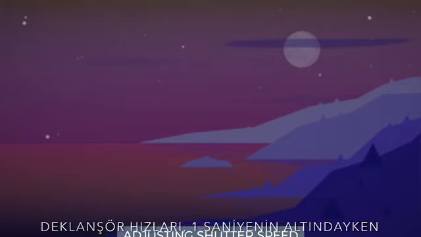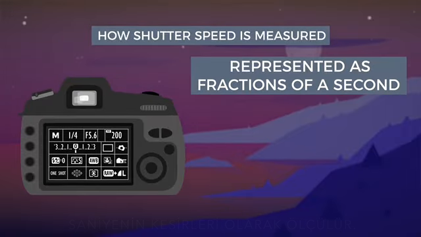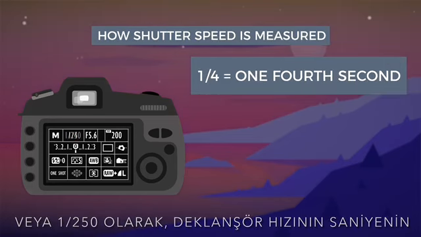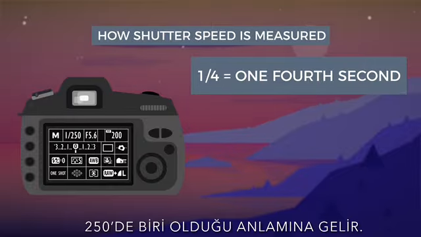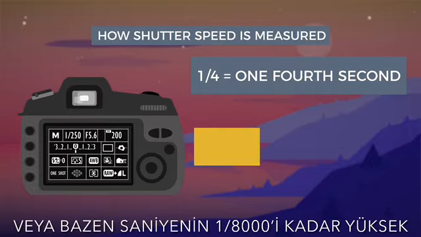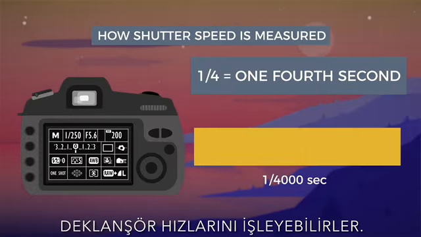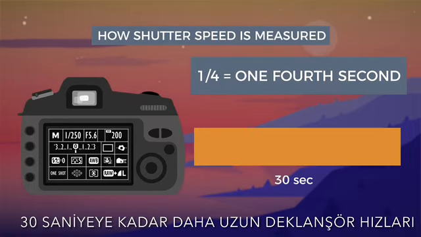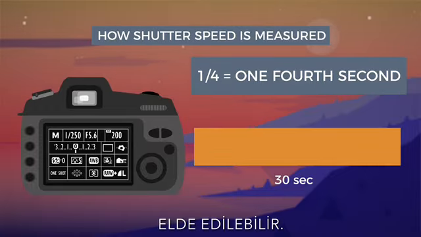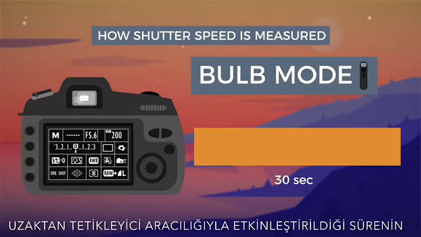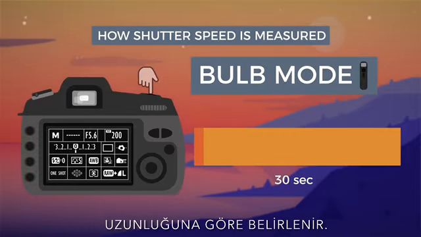Shutter speeds are measured in fractions of a second when under 1 second. For example, 1/4 displayed on the camera means the shutter speed is 1/4 a second, whereas 1/250 means the shutter speed is 1/250th of a second. Most cameras can handle shutter speeds as fast as 1/4000th of a second, or sometimes even as high as 1/8000th of a second, and shutter speeds as long as 30 seconds. Longer shutter speeds can be achieved using a function known as bulb mode, where the shutter speed is determined by the length of time the shutter button is activated, either manually or through a remote trigger.